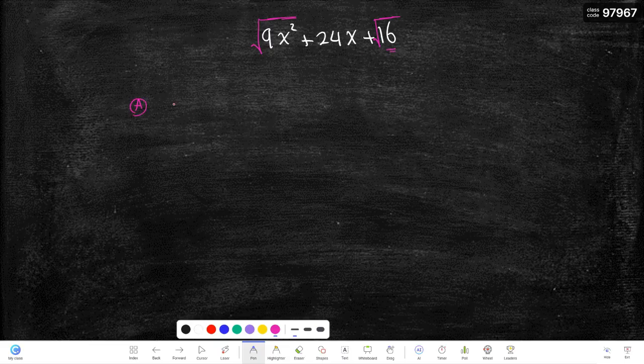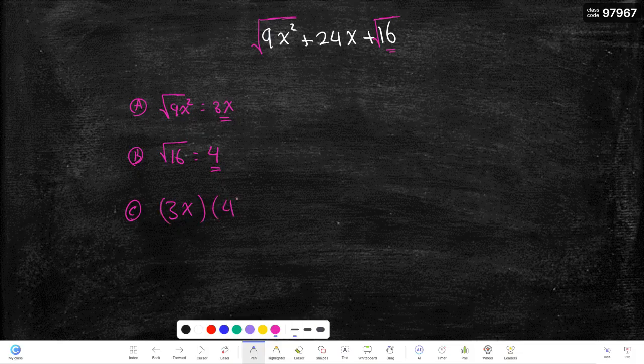The square root of 9x squared is the same as 3x. You need to find the square root of 9, which is 3, and the square root of x squared, which is x. And then the second step is finding the square root of 16, which would be 4. The last step: if we multiply 3x by 4, and then multiply the answer by 2, this would be the same as the term exactly in the middle.